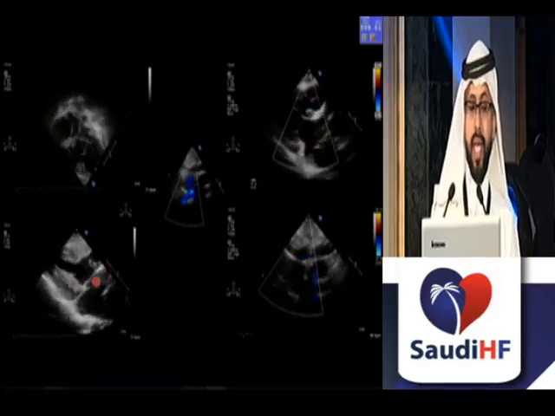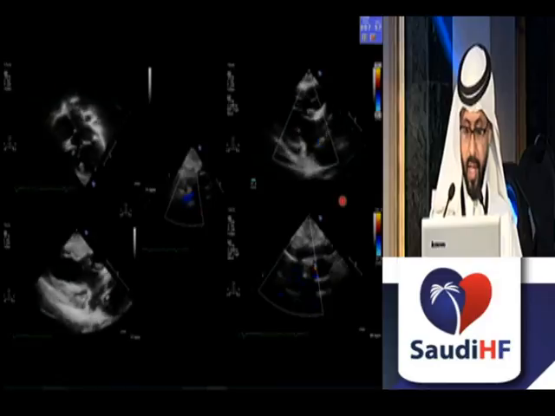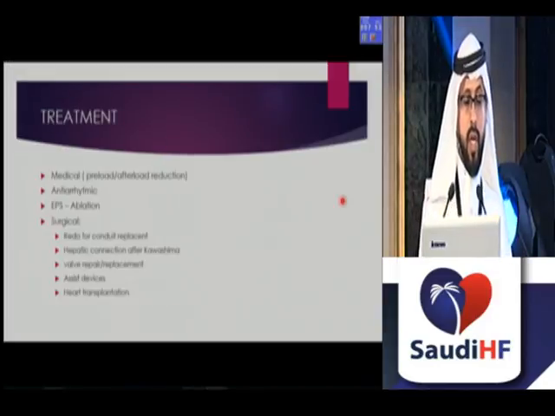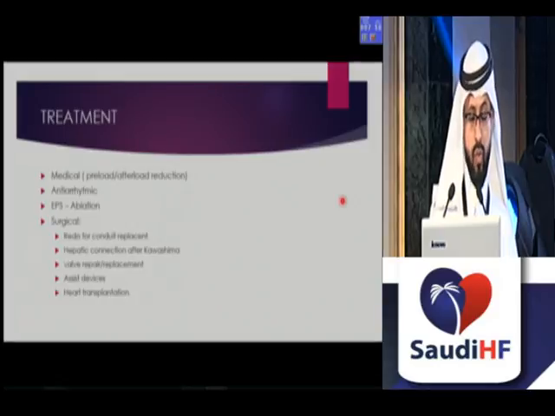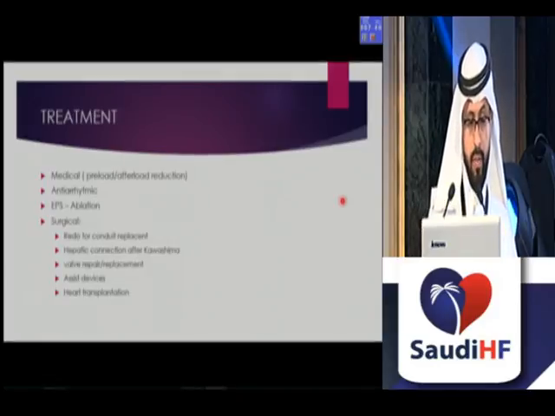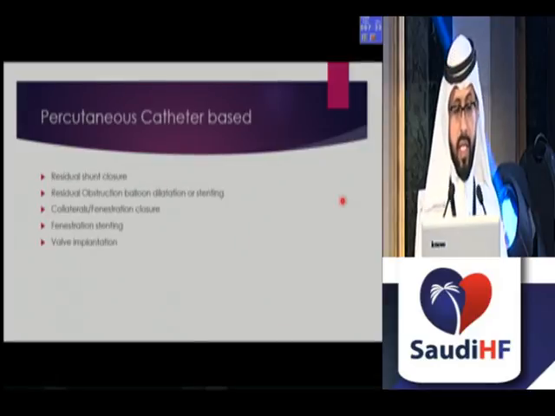So the LV has to pump through this hole to the aorta, which is on the other side. So treatment could be medical or antiarrhythmic, EPS with ablation. The surgical treatment includes redo for conduit obstruction or inclusion of the hepatic connection after a Kawashima when the patient presents with cyanosis, or of course assist device or heart transplantation.